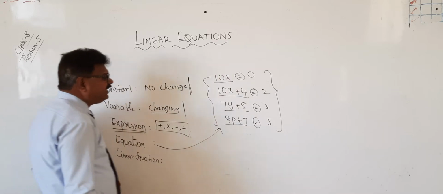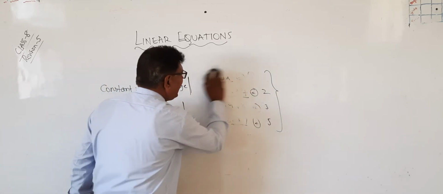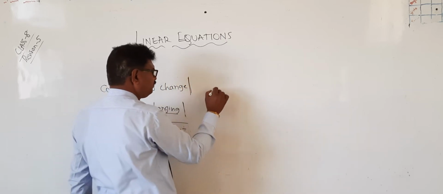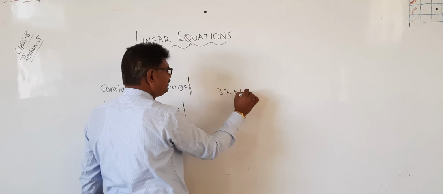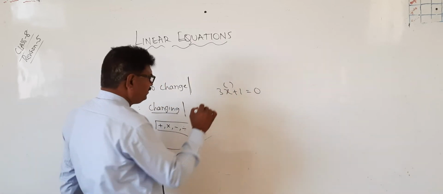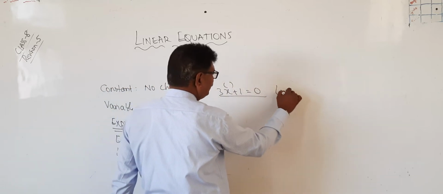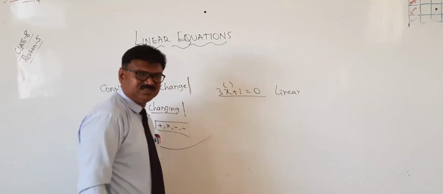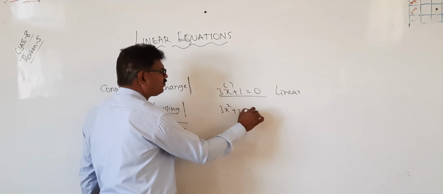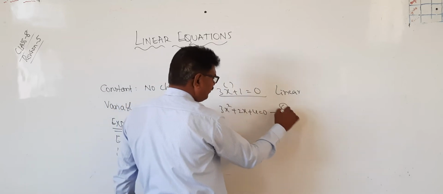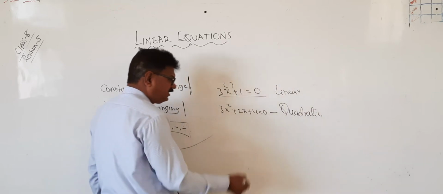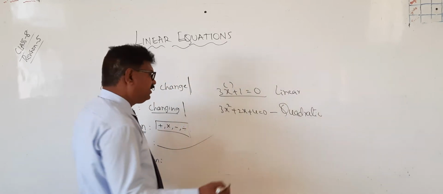Next one is linear equation. We have some exponents. For example, 3x plus 1 equal to 0. If the power is 1, then this equation will become a linear equation. If the power is 2, then it will become a quadratic equation. This you will learn next year.